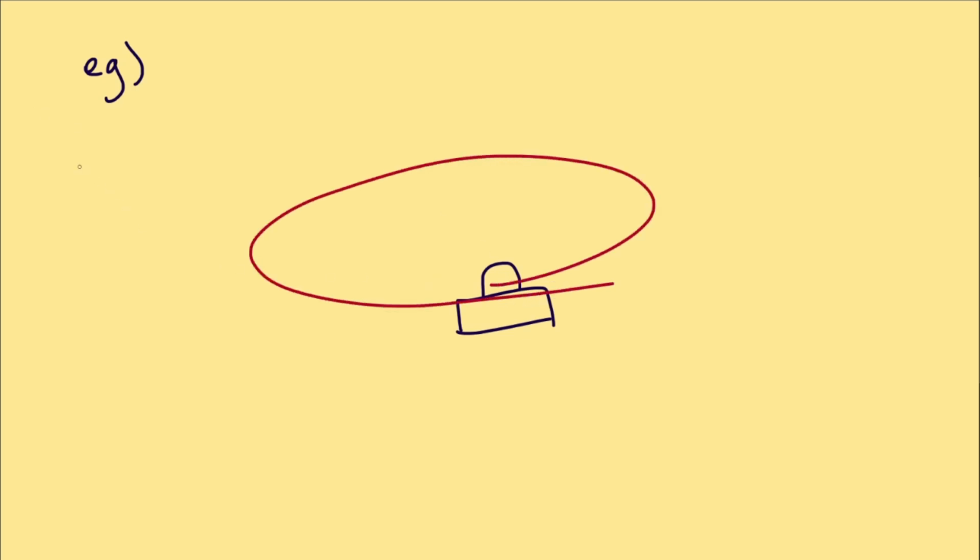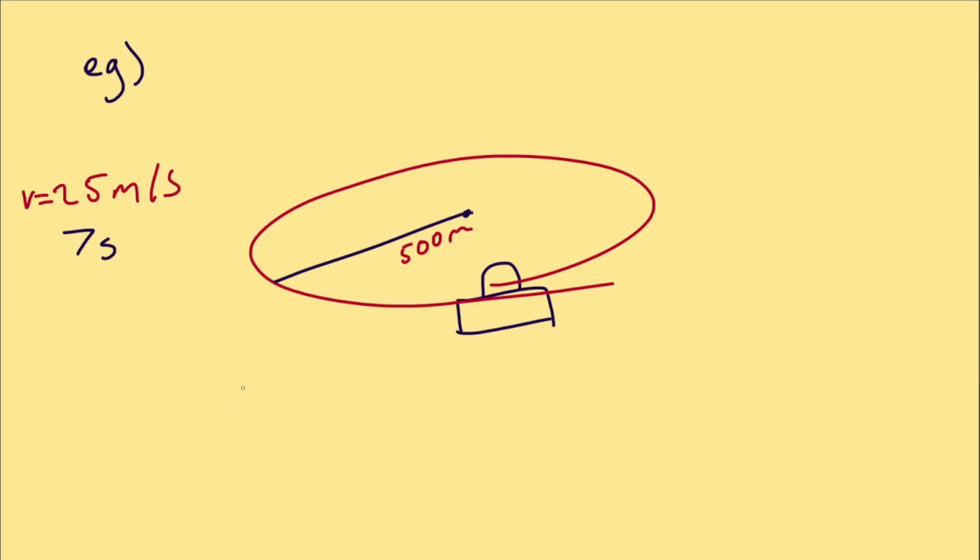Let's do an example. So imagine you have a launch pad for a drone. Your drone sits on top like this. It accelerates at a uniform rate in a circular path, and it accelerates until it reaches a speed of 25 meters per second. It takes 7 seconds to do this, and the radius of its path is 500 meters. Let's find the tangential acceleration.